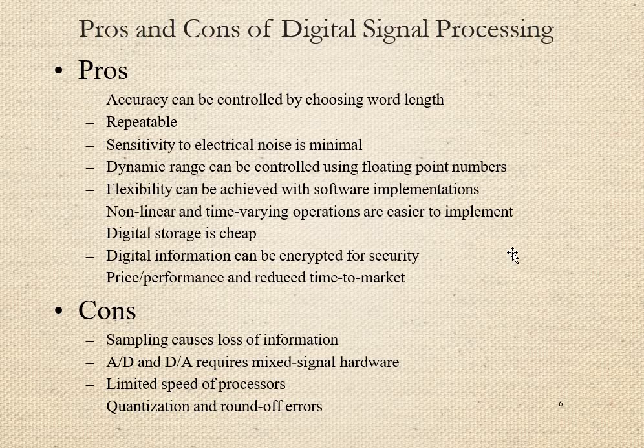The cons of digital processing are: sampling causes loss of information. Analog to digital and digital to analog conversion requires mixed signal hardware, so hardware issues. The third one is the limited speed of processors. That's one of the cons. And the last one is quantization and round-off errors. It may create some issues in the data.